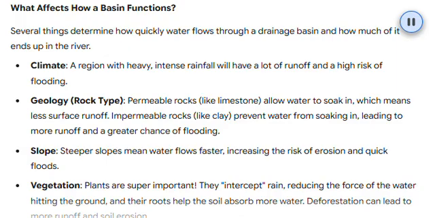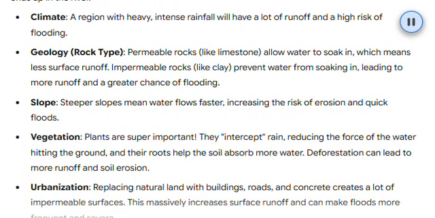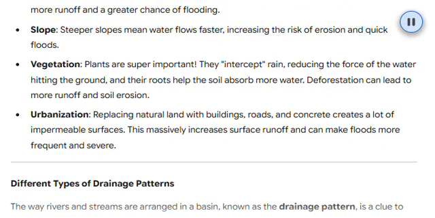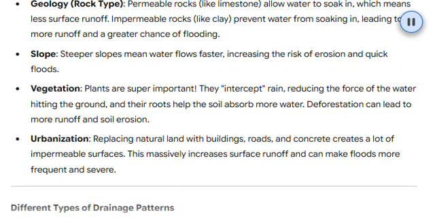Several things determine how quickly water flows through a drainage basin and how much of it ends up in the river. Climate. A region with heavy, intense rainfall will have a lot of runoff and a high risk of flooding. Geology, rock type. Permeable rocks, like limestone, allow water to soak in, which means less surface runoff. Impermeable rocks, like clay, prevent water from soaking in, leading to more runoff and a greater chance of flooding.